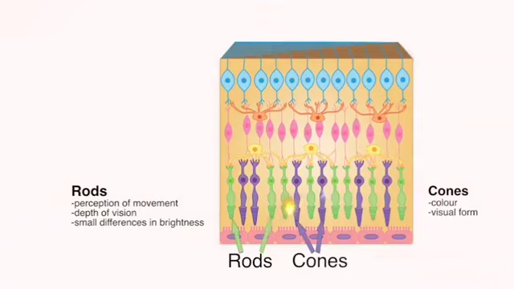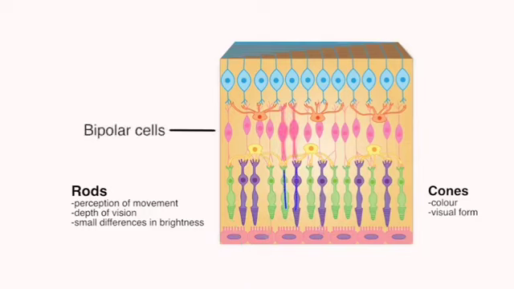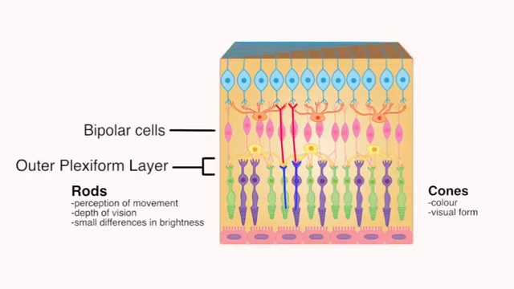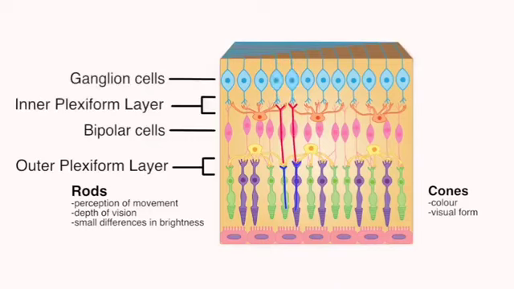Once the electrical impulse has been initiated within the rods and cones, it travels along the length of these cells, which synapse with bipolar cells in the outer plexiform layer. The bipolar cells then synapse with the ganglion cells in the inner plexiform layer.